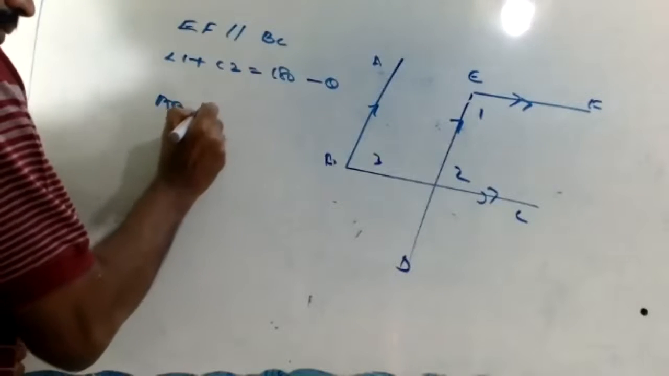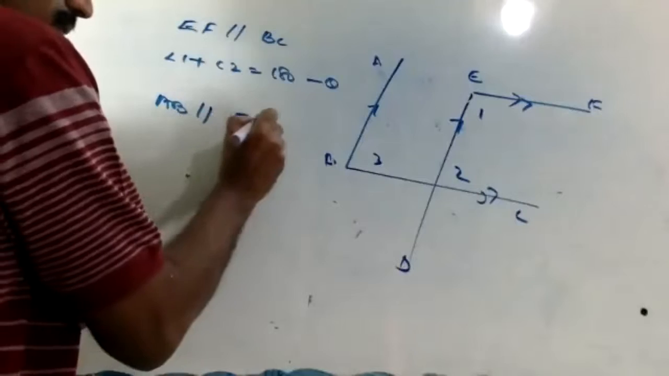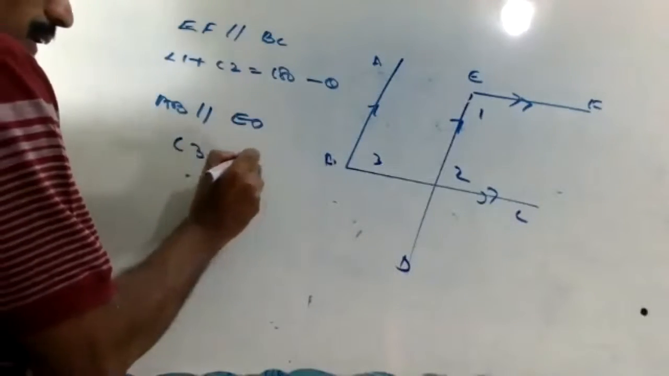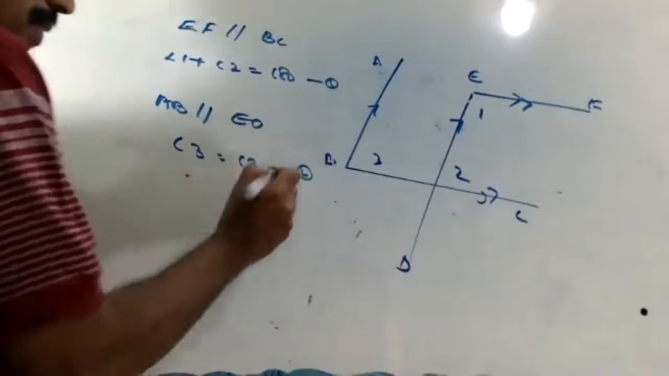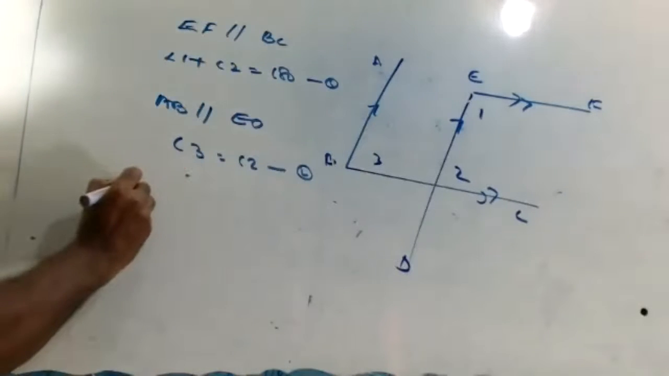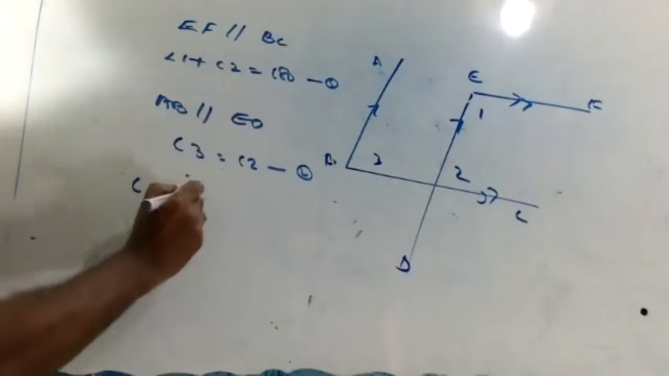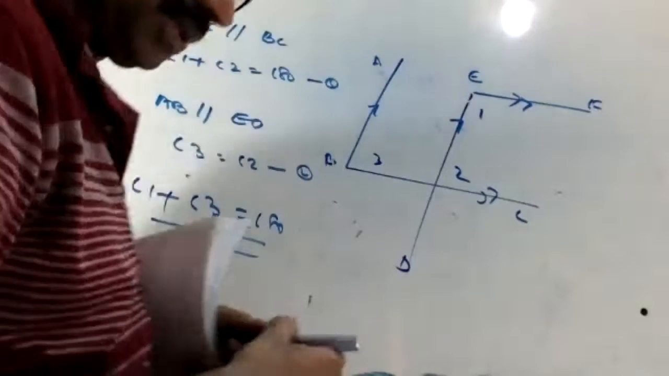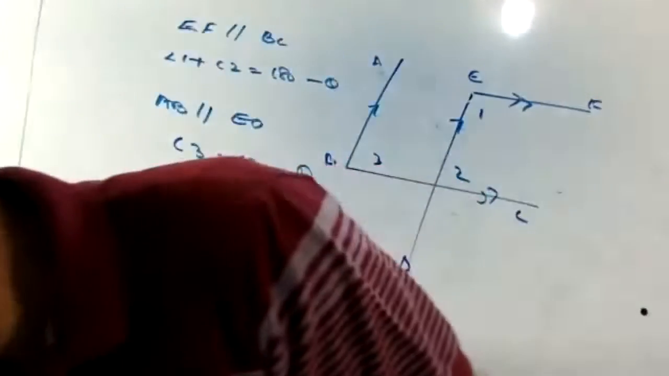AB parallel to ED. Therefore, angle 3 equal to angle 2, number 2. Substitute angle 1 plus, instead of 2 it is 3. Angle 3 equal to 180 degrees. Finish. 4-mark question. Finish. Okay.